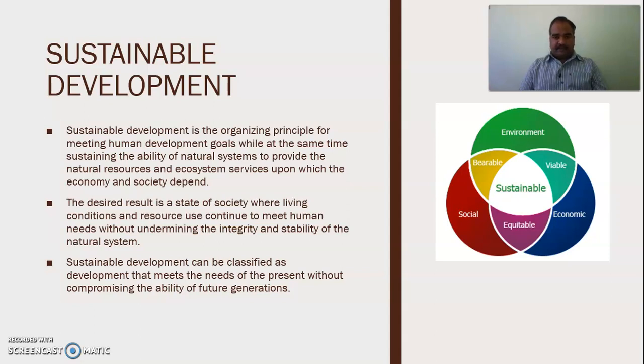See the second point there. The desired result is the state of society where living conditions and resource uses continue to meet human needs without undermining the integrity and stability of the natural system. So it is sustainable development. It is basically classified as the development that meets the needs of the present without compromising the ability of the future generations.